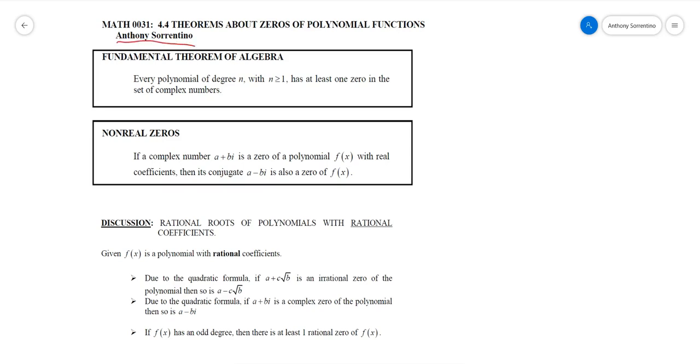Hello there, Mr. Sorrentino here again, and I'm presenting this video for Math 31 on Section 4.4, Theorems about zeros of polynomial functions. Now, we've already had some theorems about the zeros of polynomial functions, as well as other theorems and rules for polynomial functions.